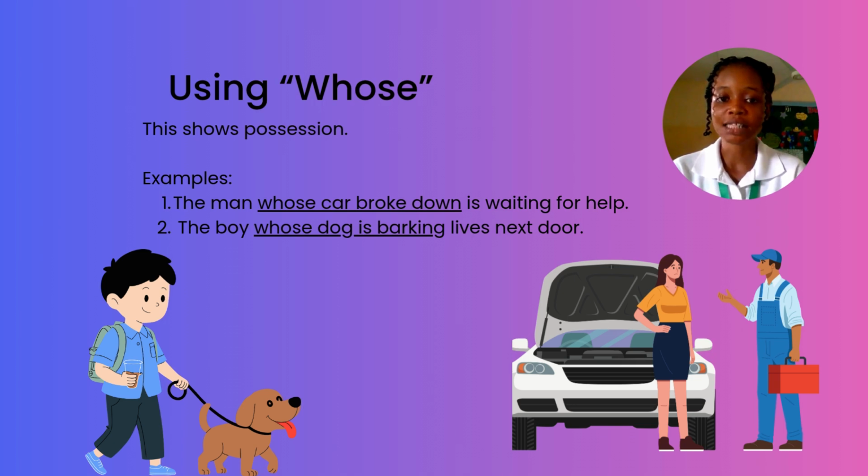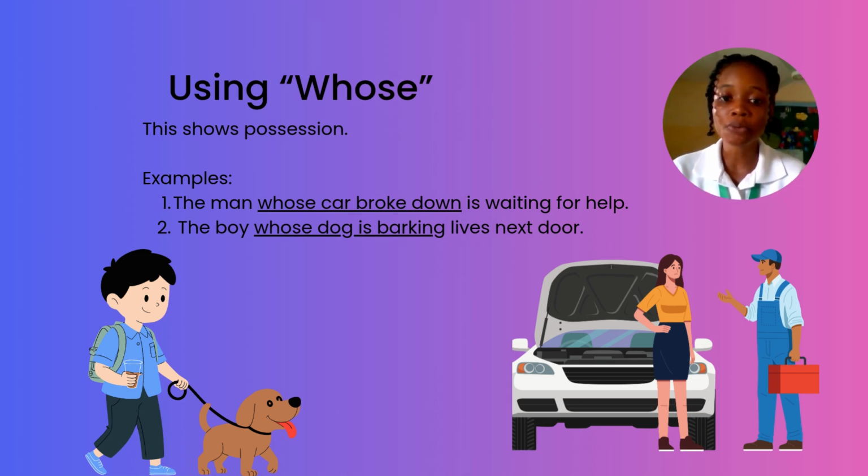Now, the next one we're going to look at is using whose. We use whose to show possession. You can see the examples on the screen. The man whose car broke down is waiting for help. The underlined part, whose car broke down, is the relative clause. It tells us who the owner of the car is. When we talk about possession, we are talking about ownership.